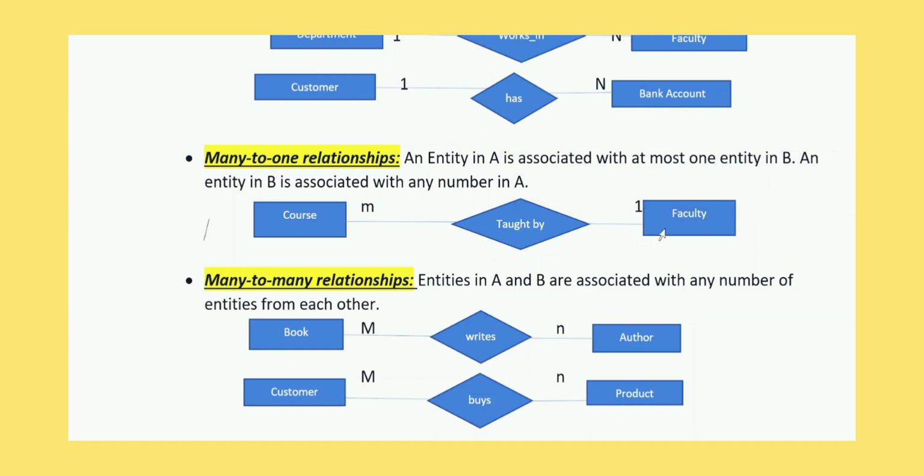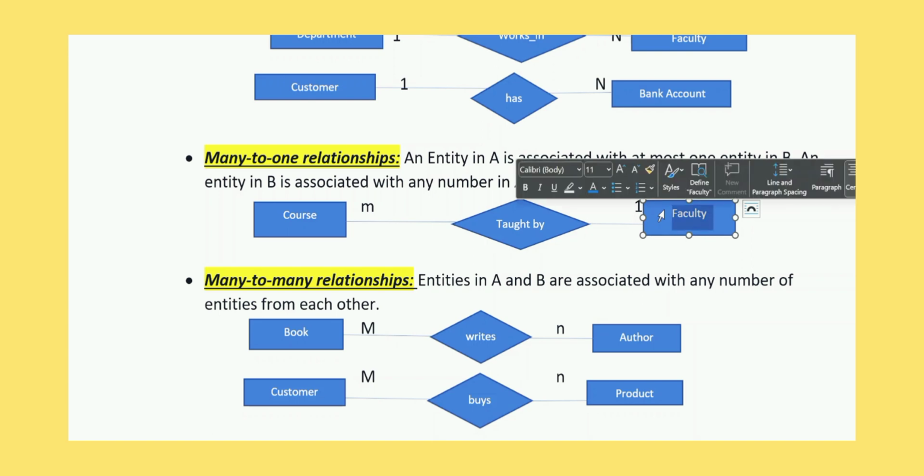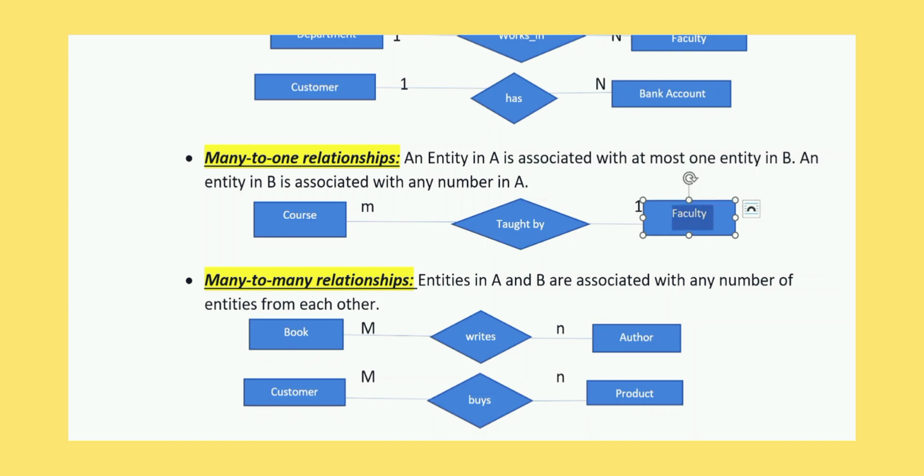And if we move from right to left, that is from entity set B to entity set A, then how can we make the sentence, or how can we visualize it? One is already denoted here, so we will consider it as one faculty can teach many courses. So this is an example of many to one relationship. I hope you are getting the point.